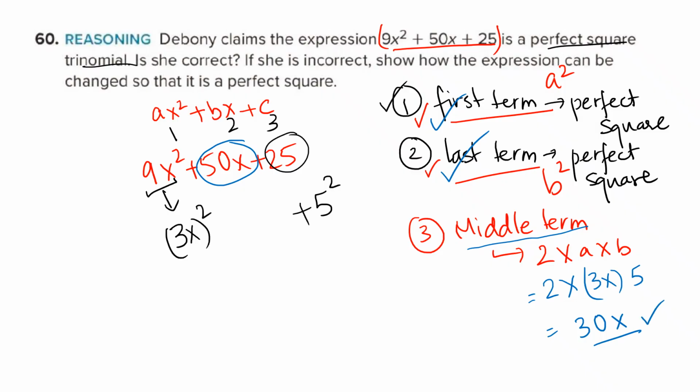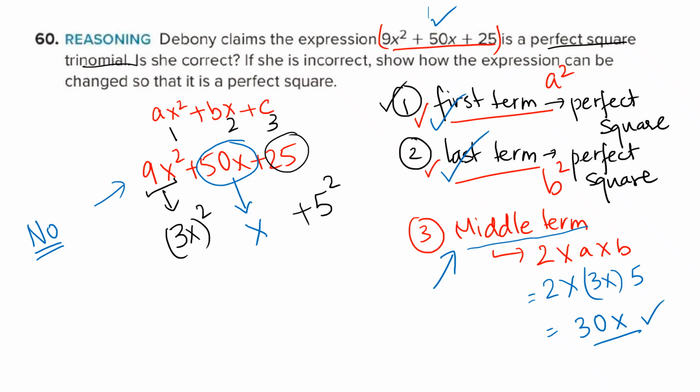So the perfect square should have 30x. But does this have 30x? No, it does not have 30x. It has 50x, which is different. So can this be a perfect square trinomial? Yes or no? Definitely the answer is no. So Debini is wrong. She is not correct. And this trinomial 9x square plus 50x plus 25 does not satisfy this condition. So therefore it is not a perfect square trinomial.